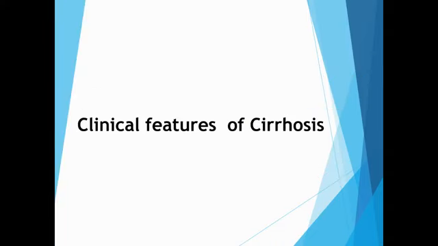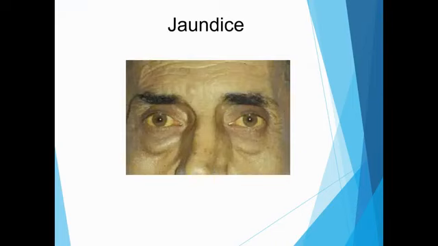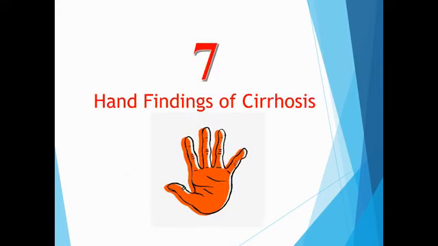Now, what are the clinical features that you will search for in a patient of chronic liver disease or cirrhosis of liver? The first one is jaundice. Yes, jaundice, because in a patient of chronic liver disease there is malfunction in the hepatocyte. So the hepatocyte cannot shift the bilirubin from the blood to the bile. So the bilirubin level in the blood increases. So the patient develops jaundice. So jaundice is the first symptom.